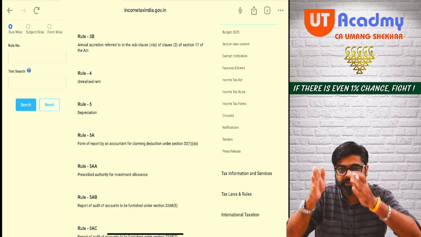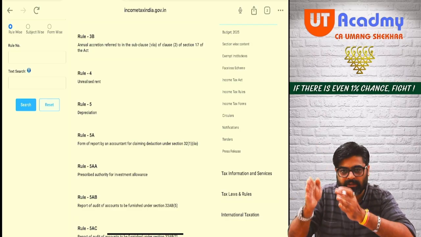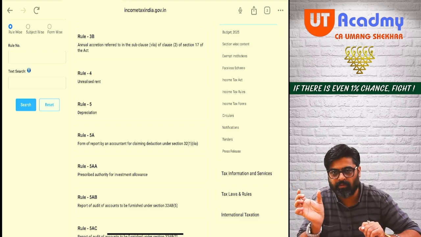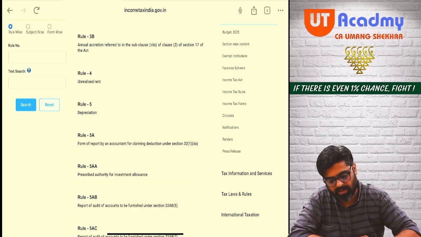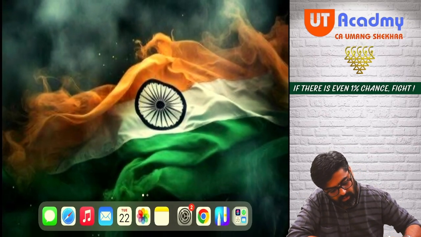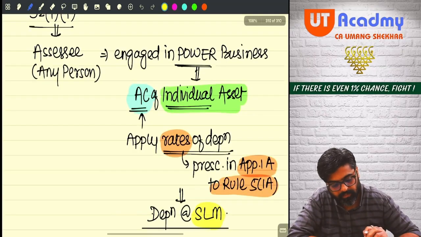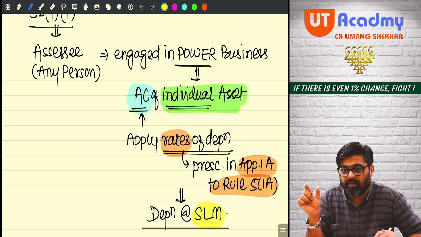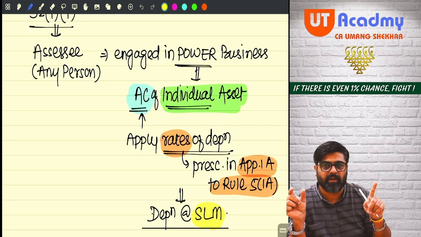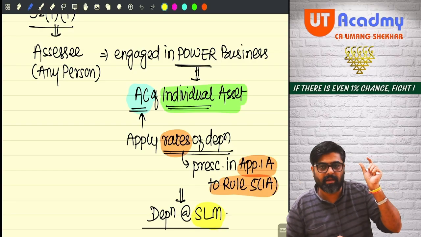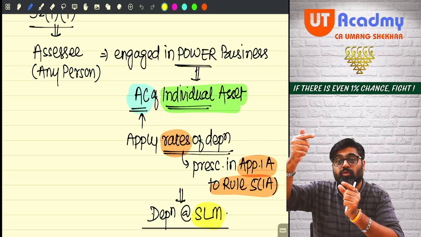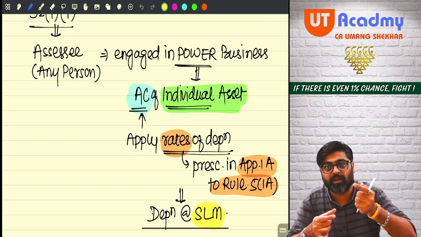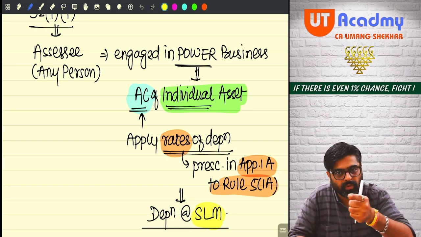So here you will see the list of all the assets. Against those assets, the rate will be given. Name of the asset, rate is given. So now you have to check that for your business, what type of asset you have purchased. You have to find the name of that asset. Against that asset, whatever rate is written, pick up that rate, apply that rate on the actual cost of that asset. The depreciation which you have calculated by applying this rate on the actual cost, that depreciation you are supposed to claim on SLM basis.